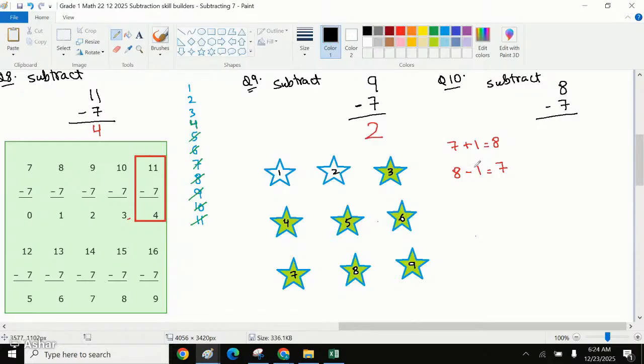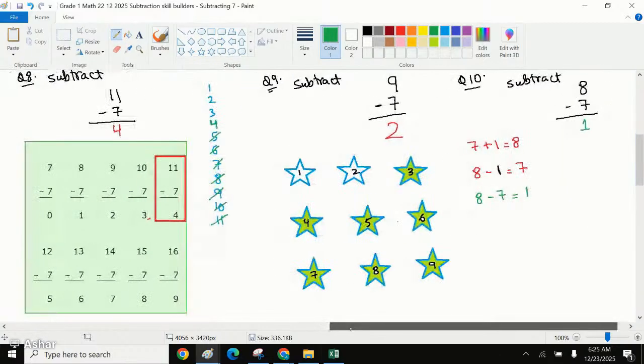If we subtract 8 minus 1, we are left with 7, right? But if we try 8 minus 7, how much should we be left with? What should be our final answer? Please help me out. Give me the answer. Yes, very good. We will be left with 1. So that means our answer is 1. 8 minus 7 is 1. Thank you. Let's try the next question.